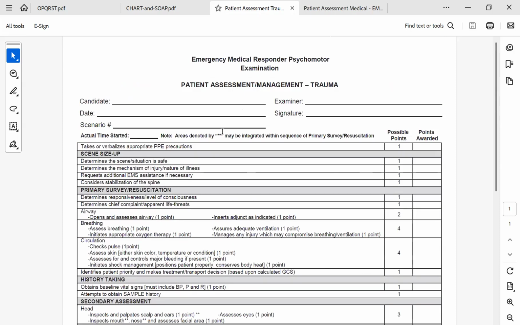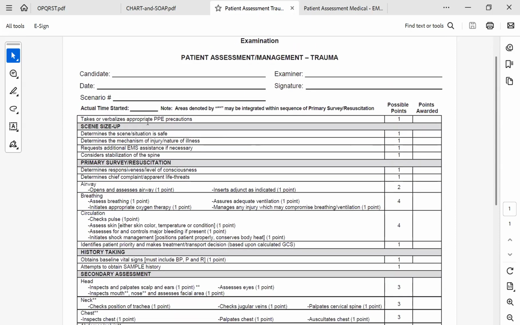Trauma, very similar, right? So we have our PPE, making sure the scene is safe. This one's typically going to be a mechanism of injury for trauma. Additional resources needed. Consider C-spine. This is our AVPU. What's their chief complaint? Apparent life threats. We get into airway, breathing, and circulation, which are all different.